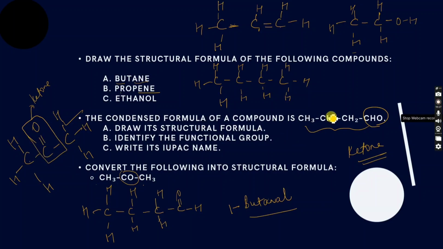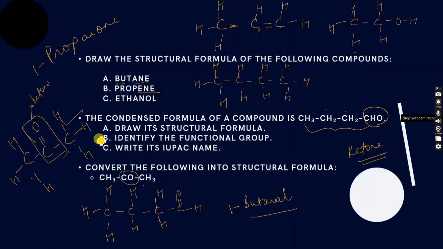Here 3 carbons are there, so prop, and then single bond, AN, and a ketone ends with ONE. So propanone. You can also write propan-2-one. Both are correct. You can write propanone or propane-2-one. Either of these is correct. That's how you draw the structure of propanone.